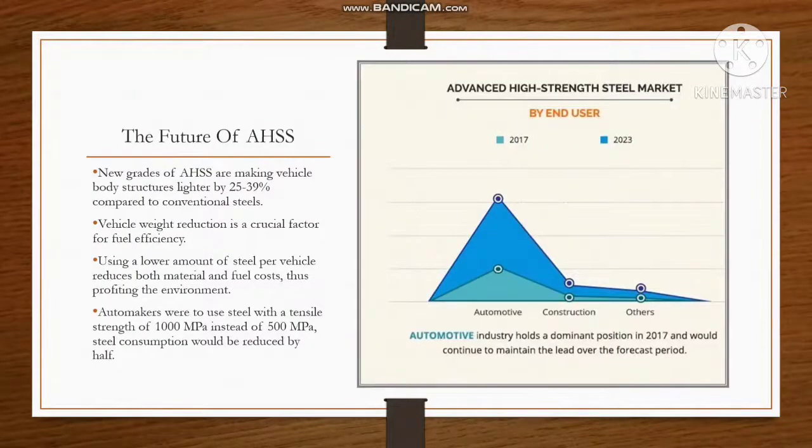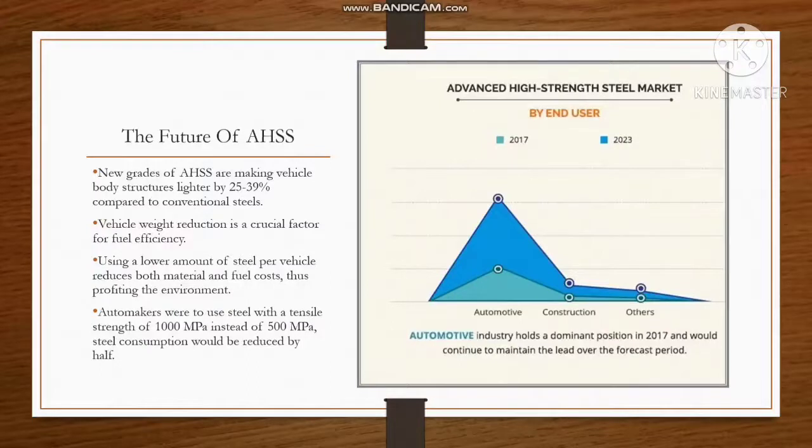Okay, next about the feature of AHSS. New grades of AHSS are making vehicle body structure lighter by 35% to 39% compared to conventional steels.